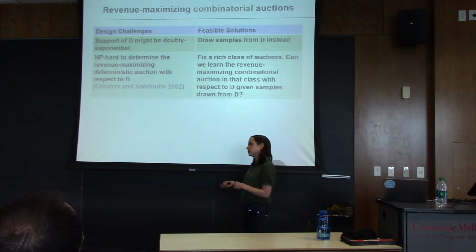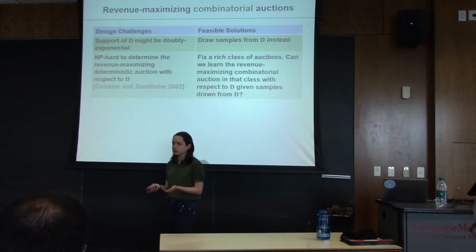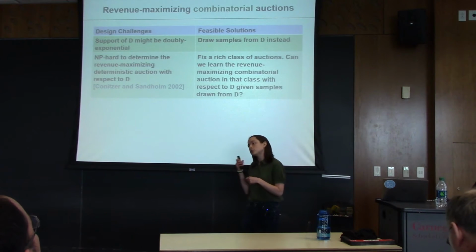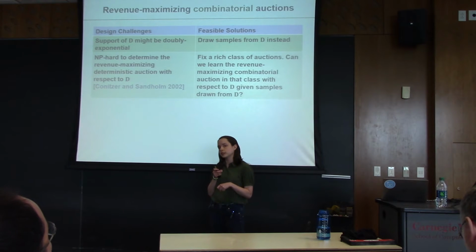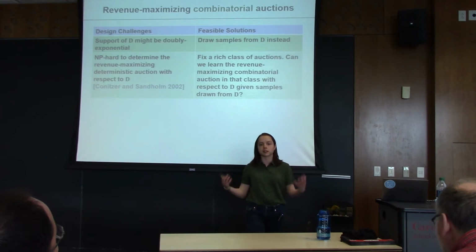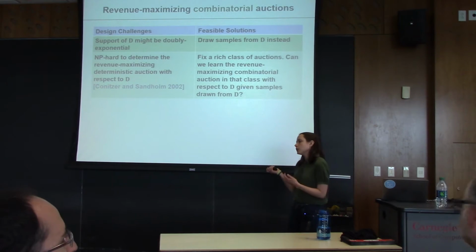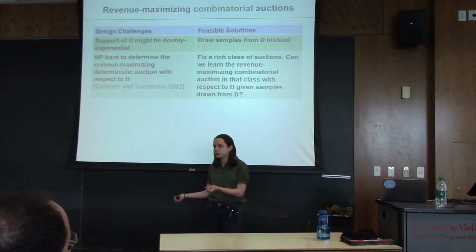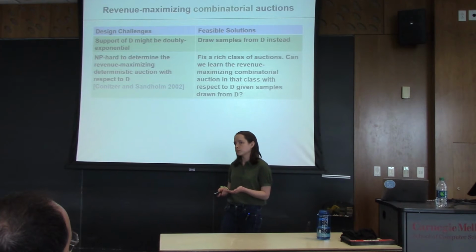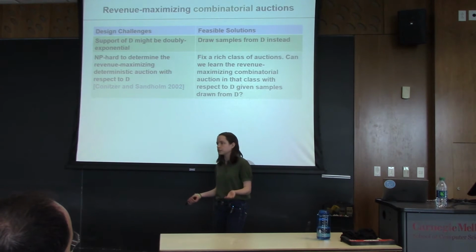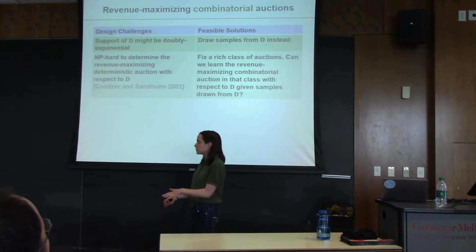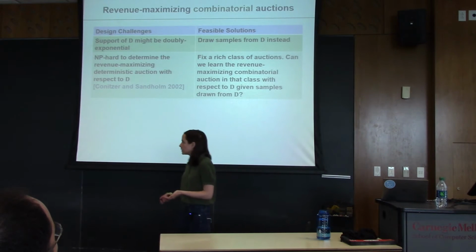So what are some potential solutions we can propose? Well, for example, we could draw samples from D instead. We could assume we have sample access to D. This might come in many different forms. Maybe we have some prior purchase history of the bidders. Maybe we conduct consumer surveys. It doesn't really matter exactly how we have samples from D, but let's assume that we can sample D.